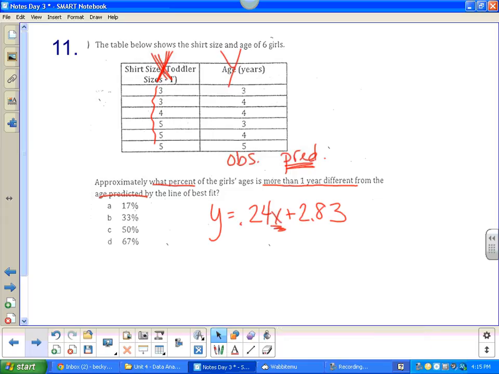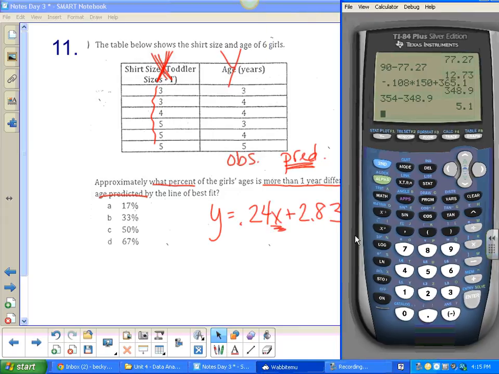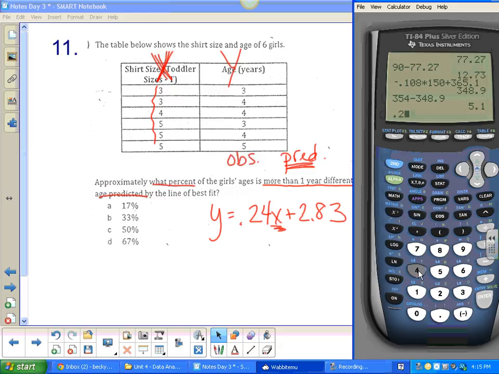Okay, so let's take my equation, and I'm going to go 0.24 times. All right, and my first shirt size is a 3. Now, again, I'm on the x's. I'm not looking at the ages. I'm looking at the shirt size. So their shirt size is a 3.